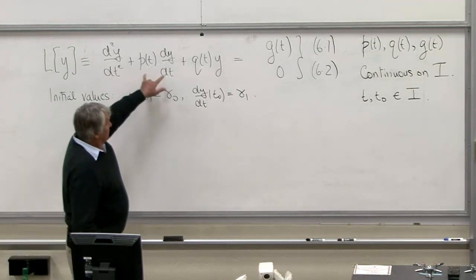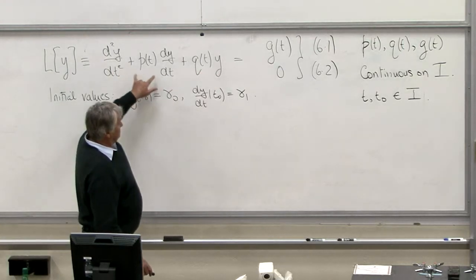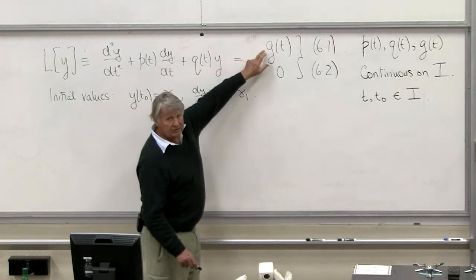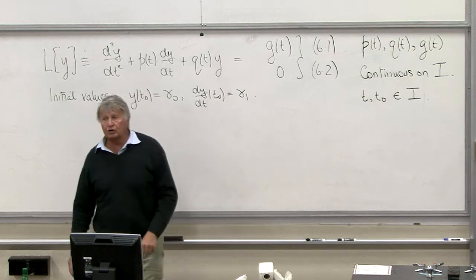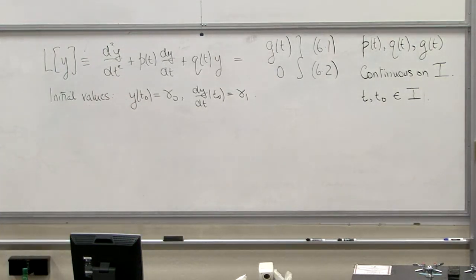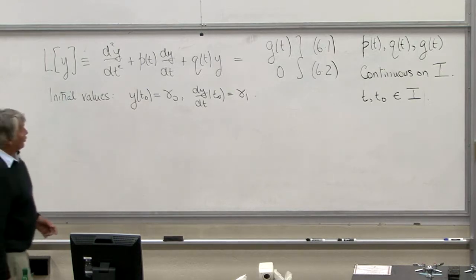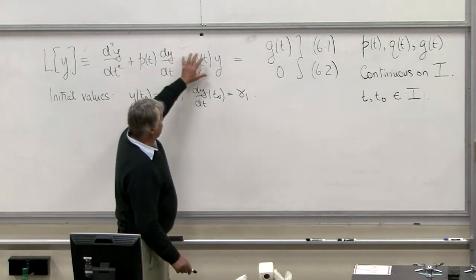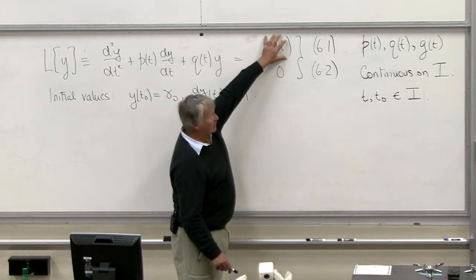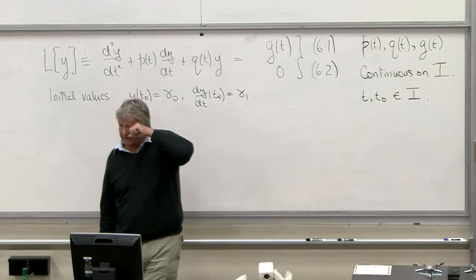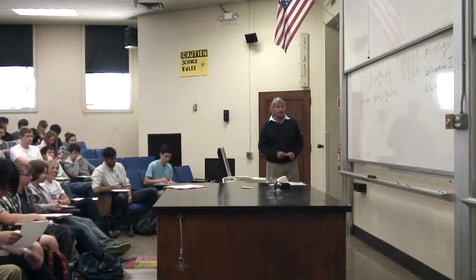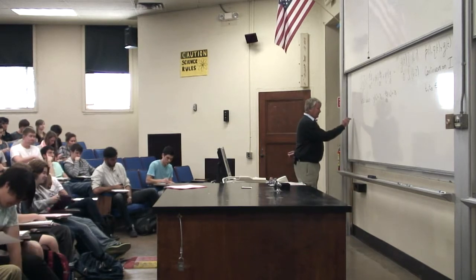The homogeneous problem that goes along with this one, with g of t on the right-hand side, is the one where you have 0 on the right-hand side. And the first thing I'm going to show you is what's the connection between solutions of this with the 0 and solutions of this with the given right-hand side. Okay, so the first thing is observe.